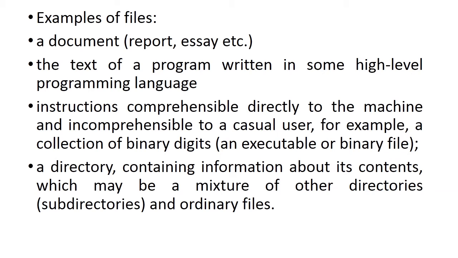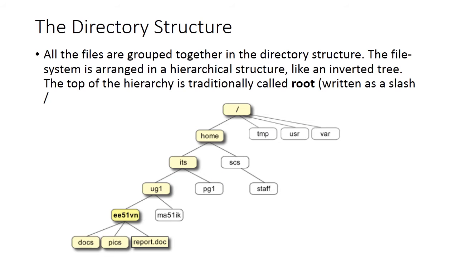A directory contains information about its content, which may be a mixture of other directories, which are subdirectories, and ordinary files. So if you want to access a file, you need to start from the root of the directory, and there are subdirectories, and then come the files. This is the structure of a directory.